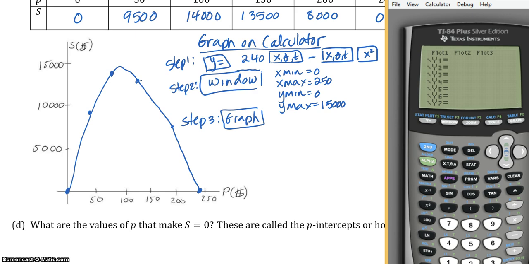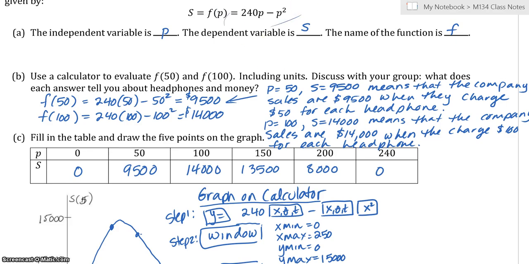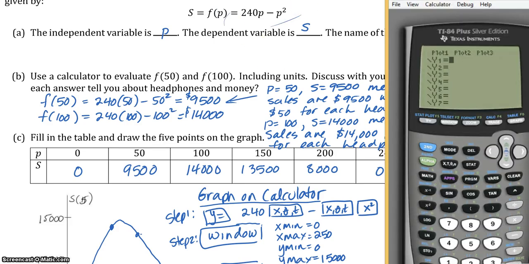If you remember from above, your formula was 240p minus p squared. Well, they don't have a variable p, so you're going to look for this key here, X, theta, T. And then you're going to hit the minus key, and then the square button, to look like this. They don't have p's, so it's just an x.